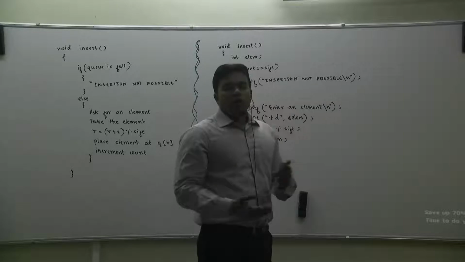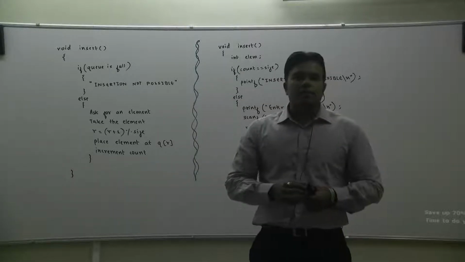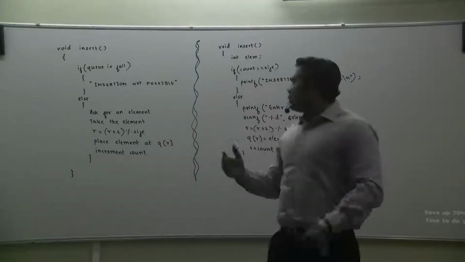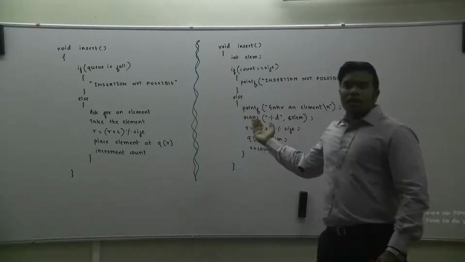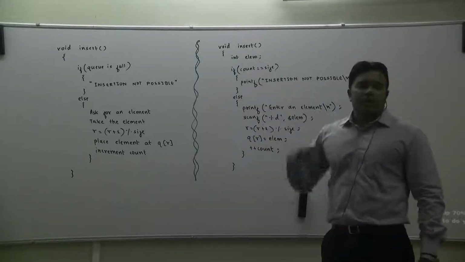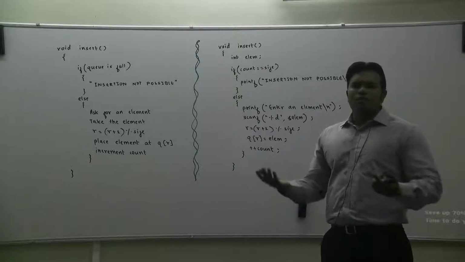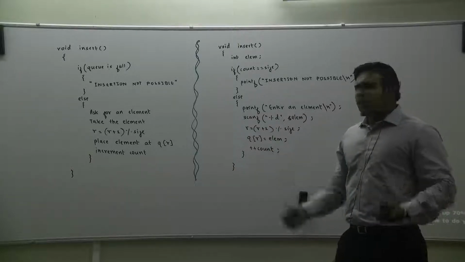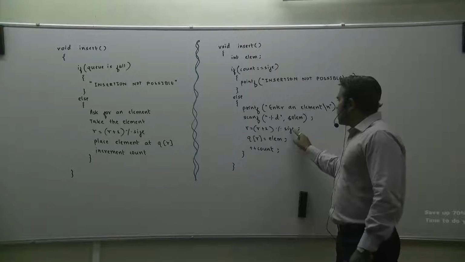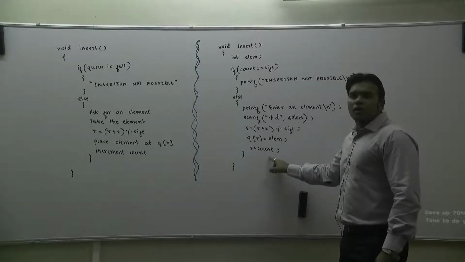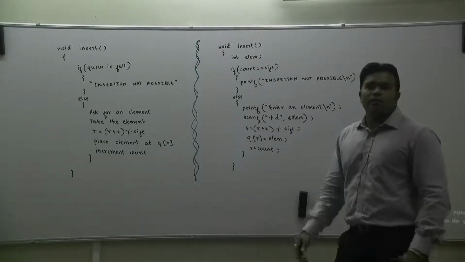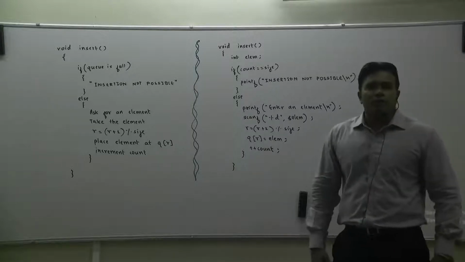I hope all of you have been able to understand the insert function. Actually, if you compare this insert of the circular queue with the ordinary queue, you would realize that most of the coding is the same, except for this modulo size and except for incrementing count. Rest everything is the same. I hope all of you have been able to understand. Be quick.